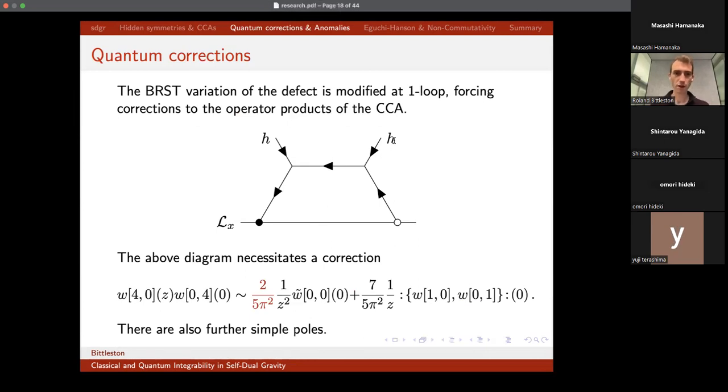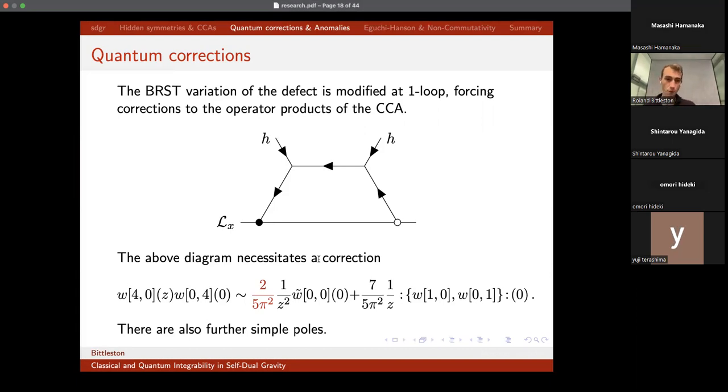Okay, now I want to move on and talk about quantum corrections. So requiring the BRST variation of the defect at one loop forces some changes to the operator products. So there's a new diagram which can contribute. I've got this line X here as a twistor line. There's now a Feynman diagram of this box type. And if I compute the BRST variation, I'll see that I need to correct the operator products. And you can do that very explicitly. I do this in the paper I wrote.